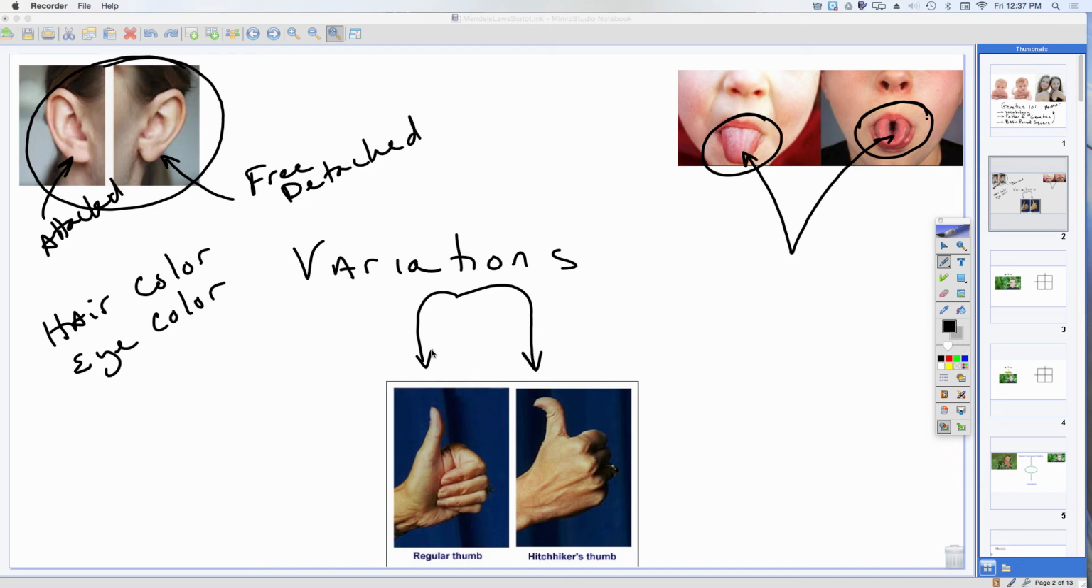And these variations exist in so much of our biology. Biochemically, we can talk about people who are lactose intolerant versus those who can drink milk as adults. And so these are variations, and these variations reside in our genes.